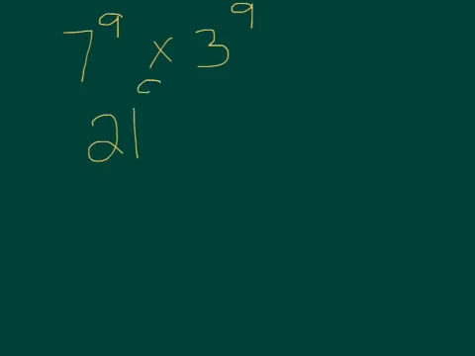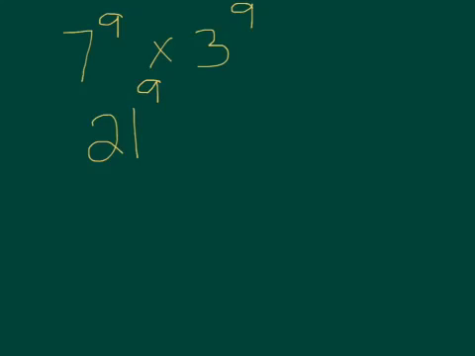So another example of that would be something like 7 to the 9th times 3 to the 9th. If I wrote that out, it would look like a bunch of 7s, 9 of them, times a bunch of 3s, 9 of them. And so I could combine 1 7 with 1 3 to make 21. 7 times 3 is 21, and I could do that 9 times. So the answer here would be 21 to the 9th power.